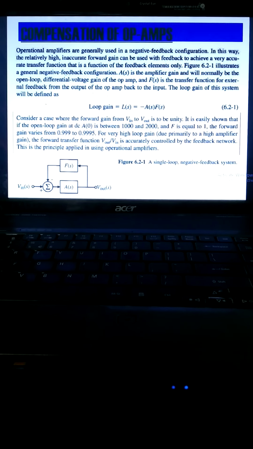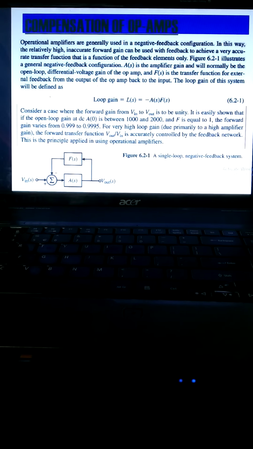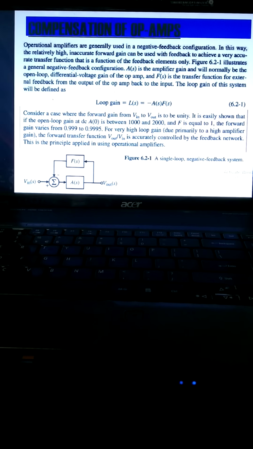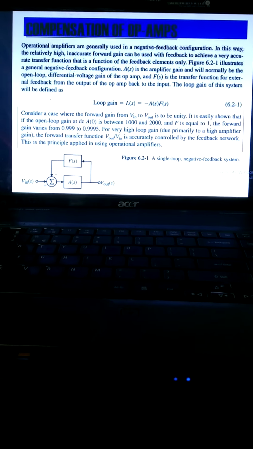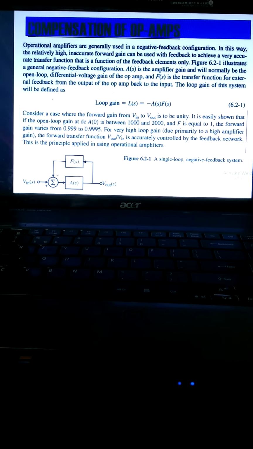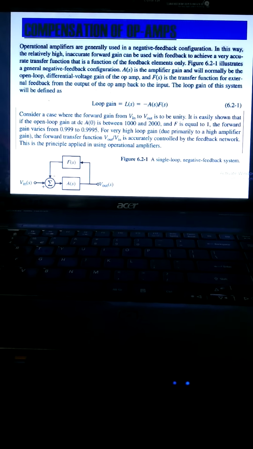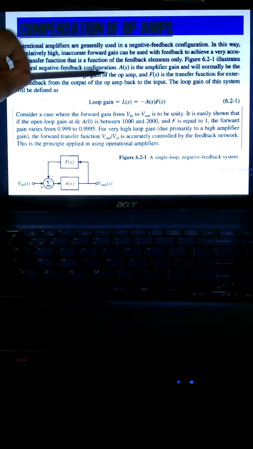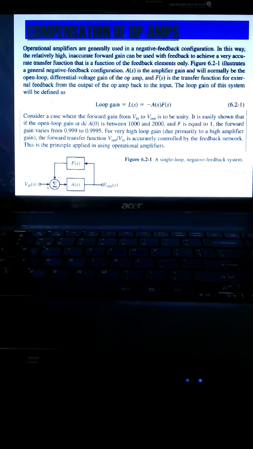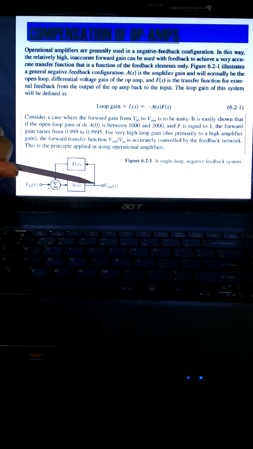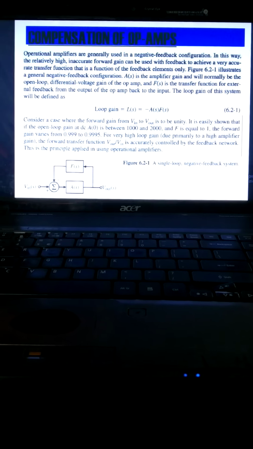So the whole system we design in the frequency domain analysis. Whenever we write down any of these items, either gain, input voltage or output voltage, we define it in the frequency domain. So the s symbol means the frequency domain. Now what is the loop gain? Loop gain means A(s) multiplied by F(s). That is called the loop gain, and the loop gain is negative because that loop is a negative feedback loop. So the loop gain is minus A(s) times F(s).